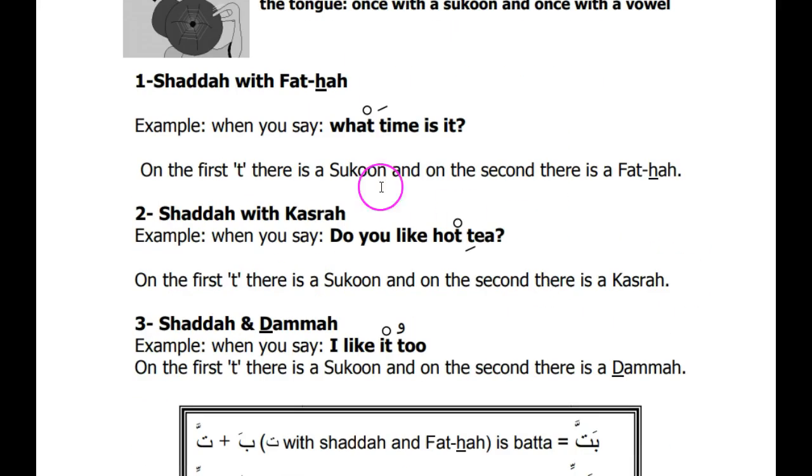Shadda with kasra. Example, when you say, "do you like hot tea?" I just can't say enough how much I love this course because it's so clear, and it gives examples to people who understand English. Do you like hot tea? The first ta is with sukun, and the second one will be with kasra, hot tea. You just repeat the ta, stay there, and then bring it out again with kasra. On the first ta, there is a sukun, and on the second, there is a kasra.